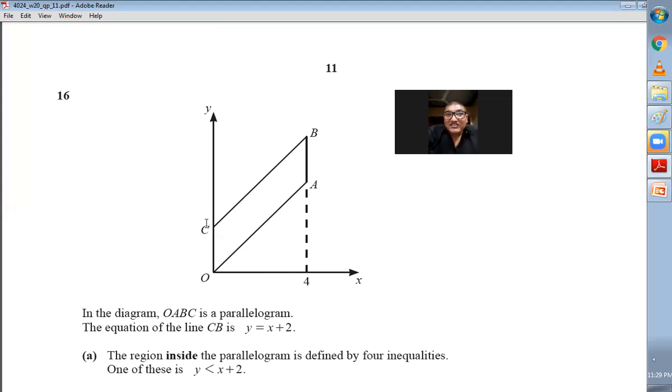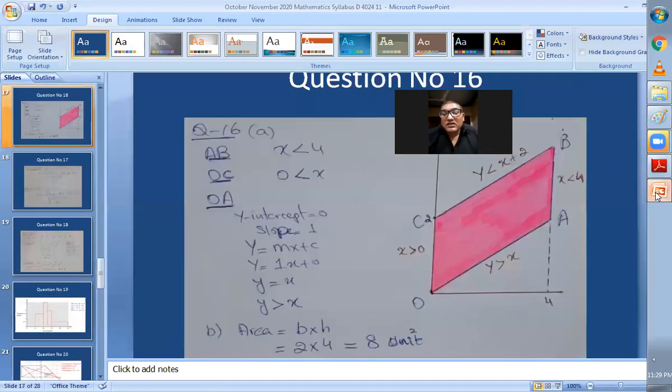This line is a vertical line. It's x equals to 0. And the fourth line we already know. So let me show you, I have done this on a paper. Let me show you how we have done this.